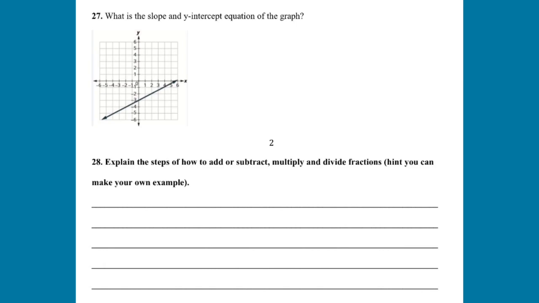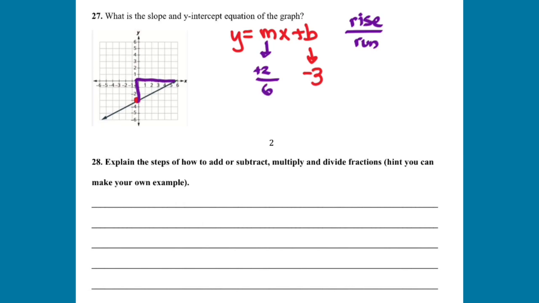All right, 27 asks me to say the equation of the line. That's y equals mx plus b. So first I need my y-intercept, which is right there, negative 3. My slope is my rise over my run. So I start at that point to get to the next point. So I'm rising up 2. Sorry, that's not right. I'm rising up 3, and I'm running 6, which means I need to reduce that fraction, which will be 1/2 x minus 3.